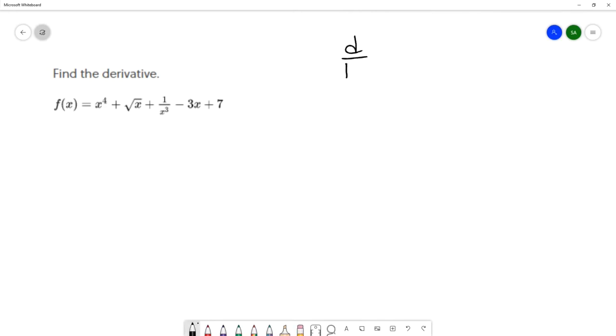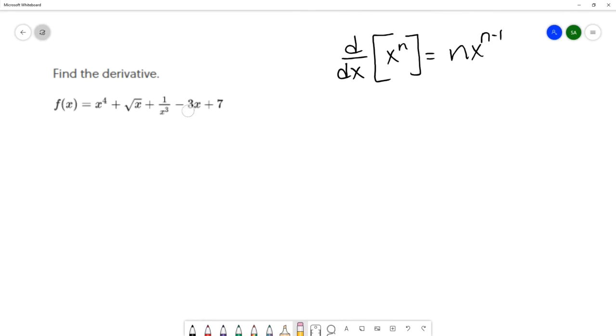And the power rule is the derivative of x to a power is the power times x to one less than that power. When I look at the next term, it's the square root of x, and the square root of x can be written as x to the 1/2 power. So this is another term where I can use the power rule. The next term is 1 over x cubed, and x cubed is x to the negative 3 power. So that's another term where I'm going to be able to use the power rule.